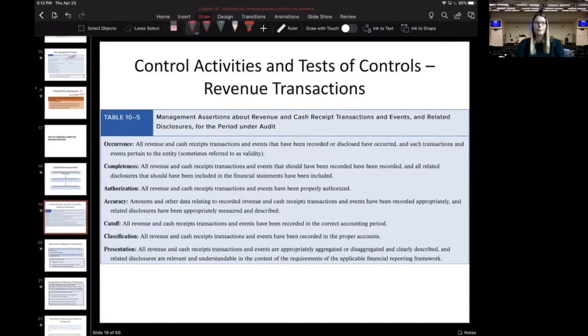So remember, because it's revenue, these are going to be our class of transactions assertions. And if you read through these on your own, these are essentially the same class of transaction assertions you have come to know and love. They are just rephrased for revenue. So rather than saying the transaction has occurred, it is that the revenue event has actually occurred.